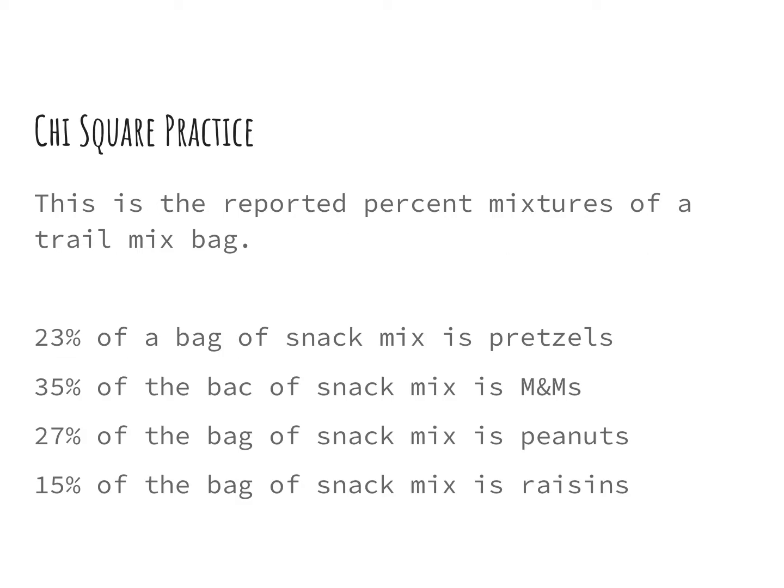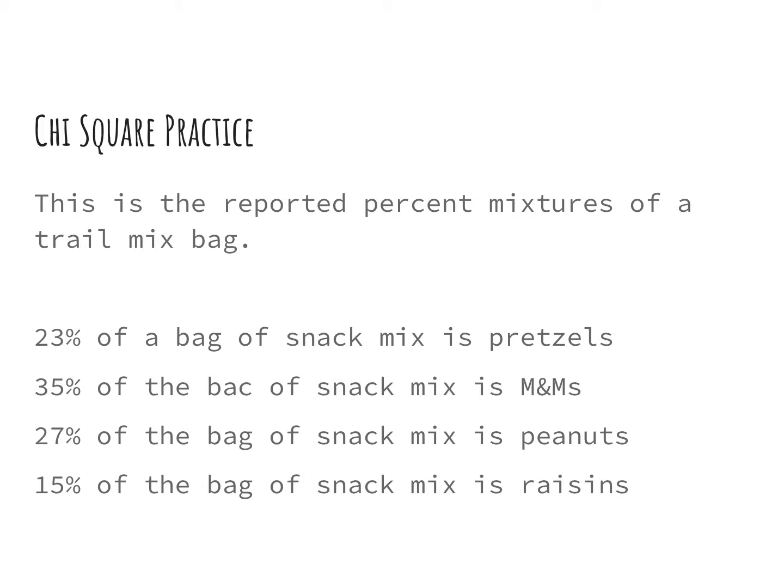The next chi-square practice question is taken from a website that has information about a bag of trail mix. And so from this website, this is the reported percentages of each of the components of the trail mix in this bag.